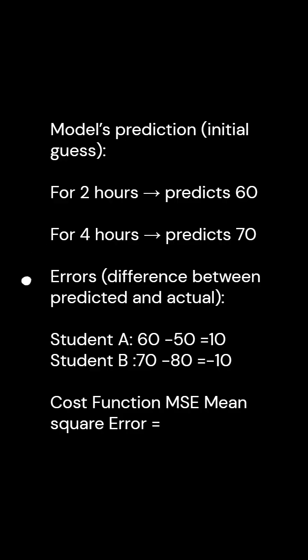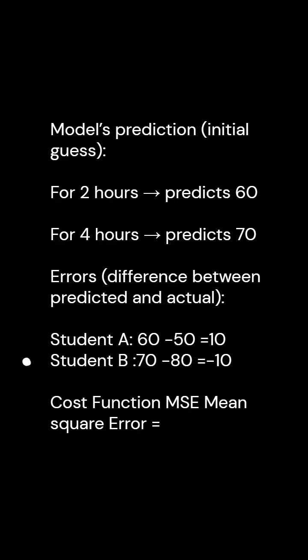Now the error is calculated as the difference between predicted and actual. For student A, the predicted was 60 and the actual score was 50, so the difference is 10. And for student B, it is 70 minus 80, which is minus 10.